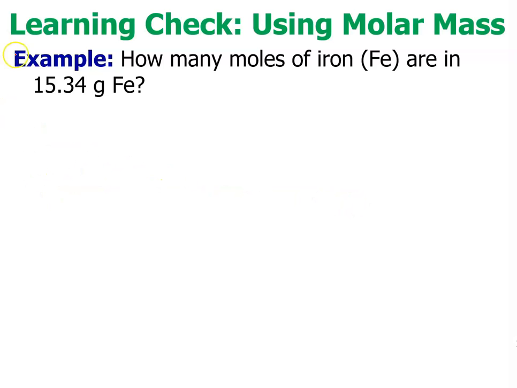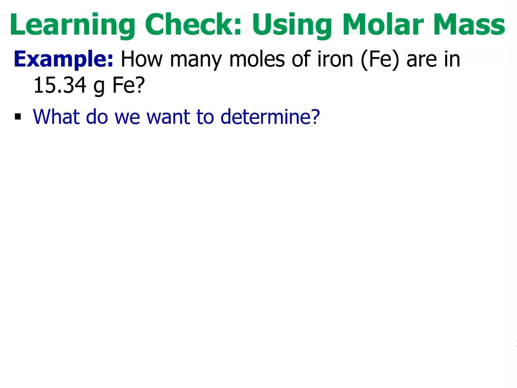So in this example, how many moles of iron are in 15.34 grams of iron? So what do we need to know? What do we want to determine? We want to determine the number of moles, right? So what we're going to need to use is a periodic table to look at iron.